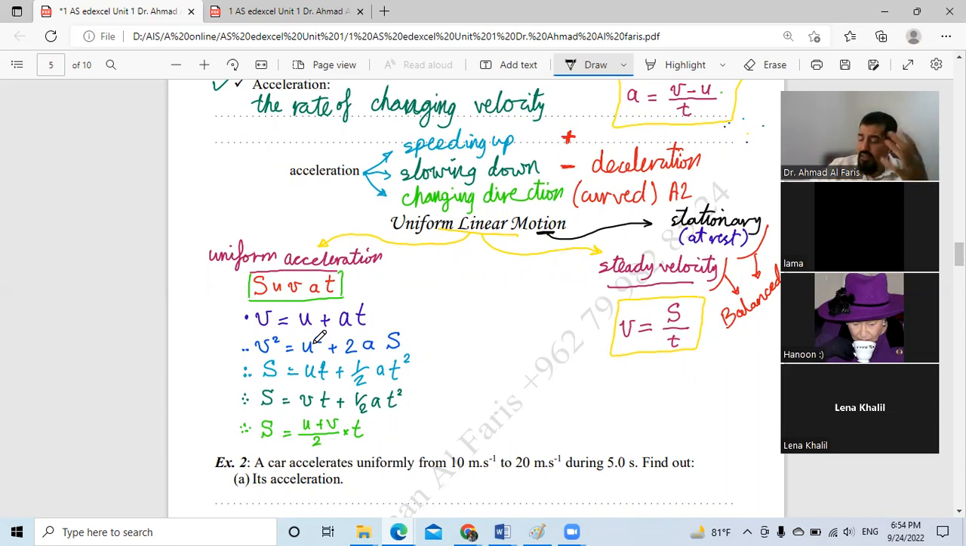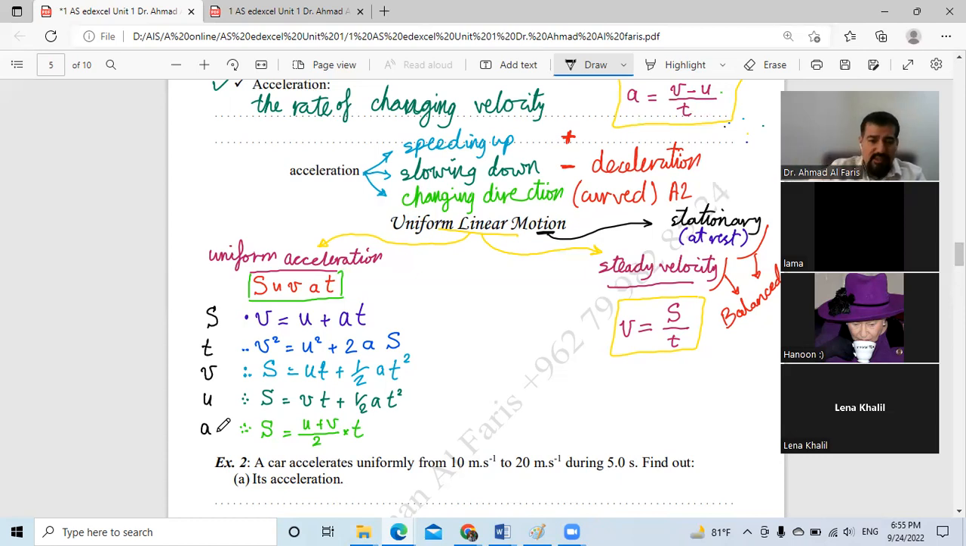As you can see here also, in this equation we don't have what? Distance or displacement. So this is called the no displacement equation. The second equation, we don't have time, they call it the no time equation. The third equation, no v equation, I don't have final velocity here. Here I don't have initial velocity, and the last one, I don't have what? Acceleration.